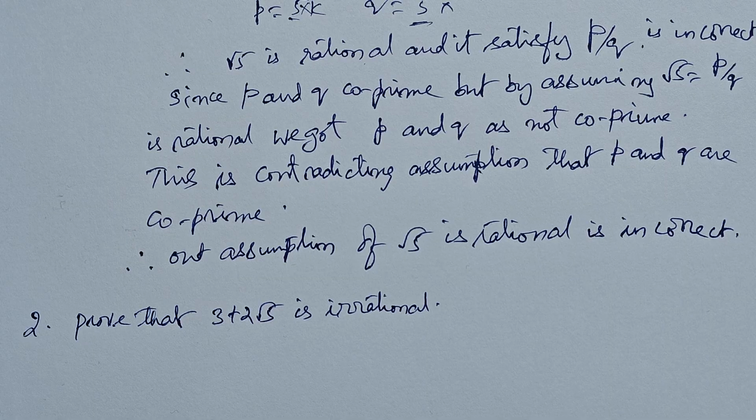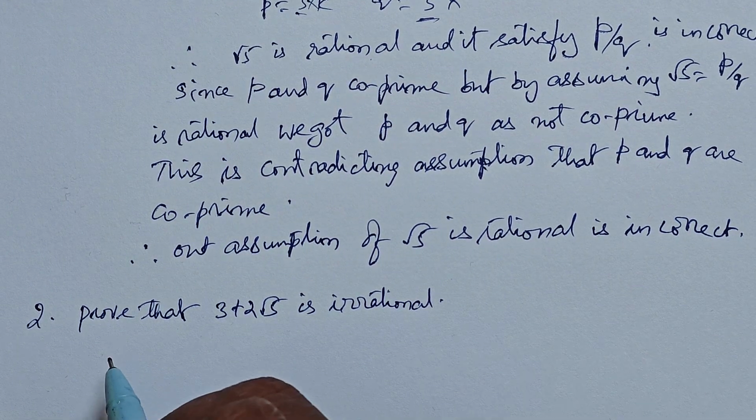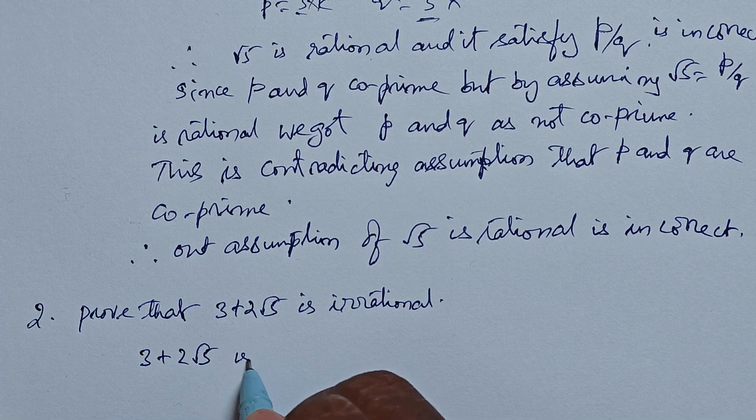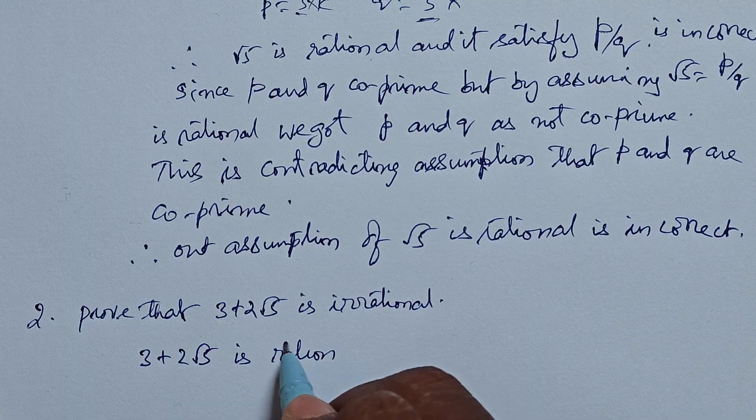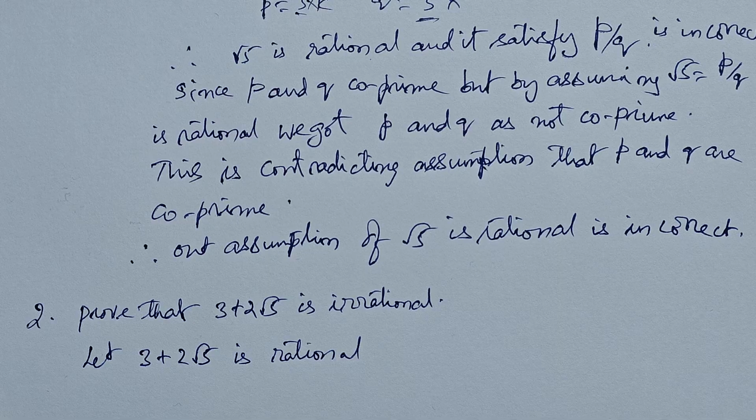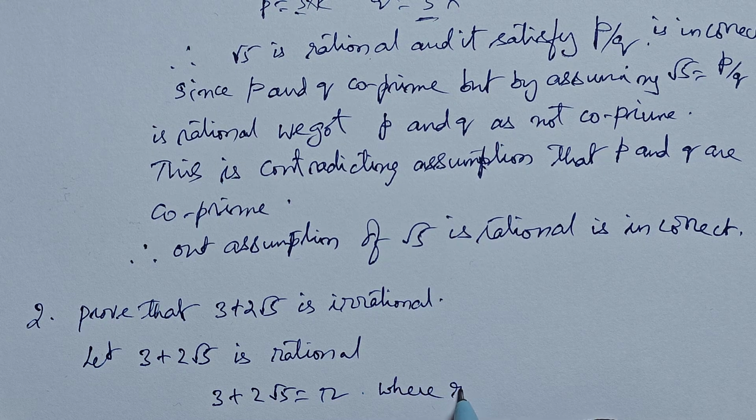So the next question is prove that 3 plus 2 root 5 is irrational. Okay, so let us assume this is a rational number. This is the assumption. Let us assume 3 plus 2 root 5 is rational, and it is equal to some rational number, say r, where r is some rational number.